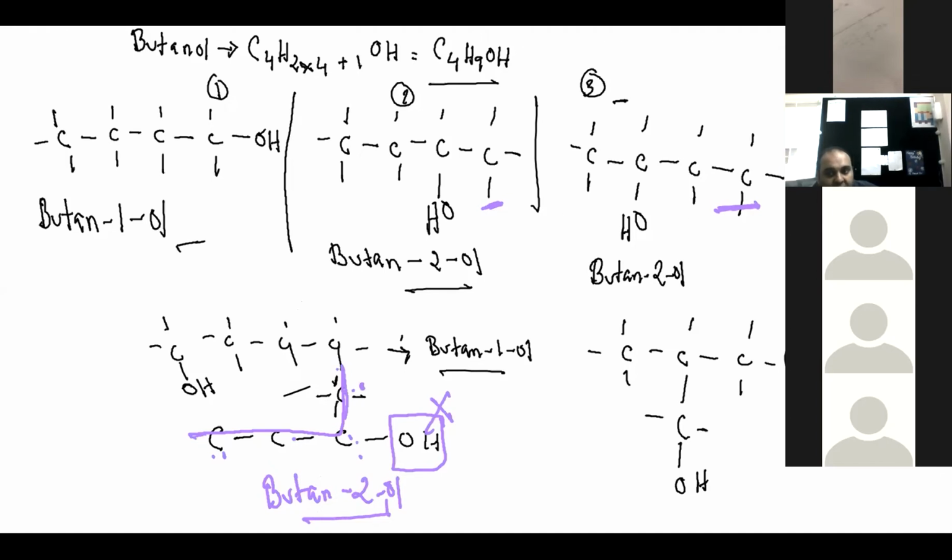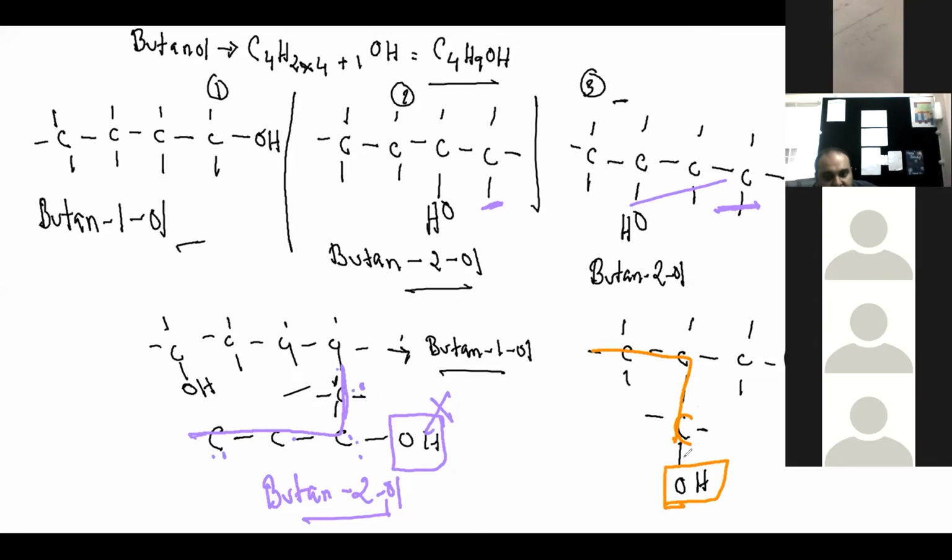Now let's come to Umran's one. So look here, what is his longest chain? 1, 2, and then 3. So why didn't I go straight? Why did I come down here? Because this is the carbon to which the OH is linked.